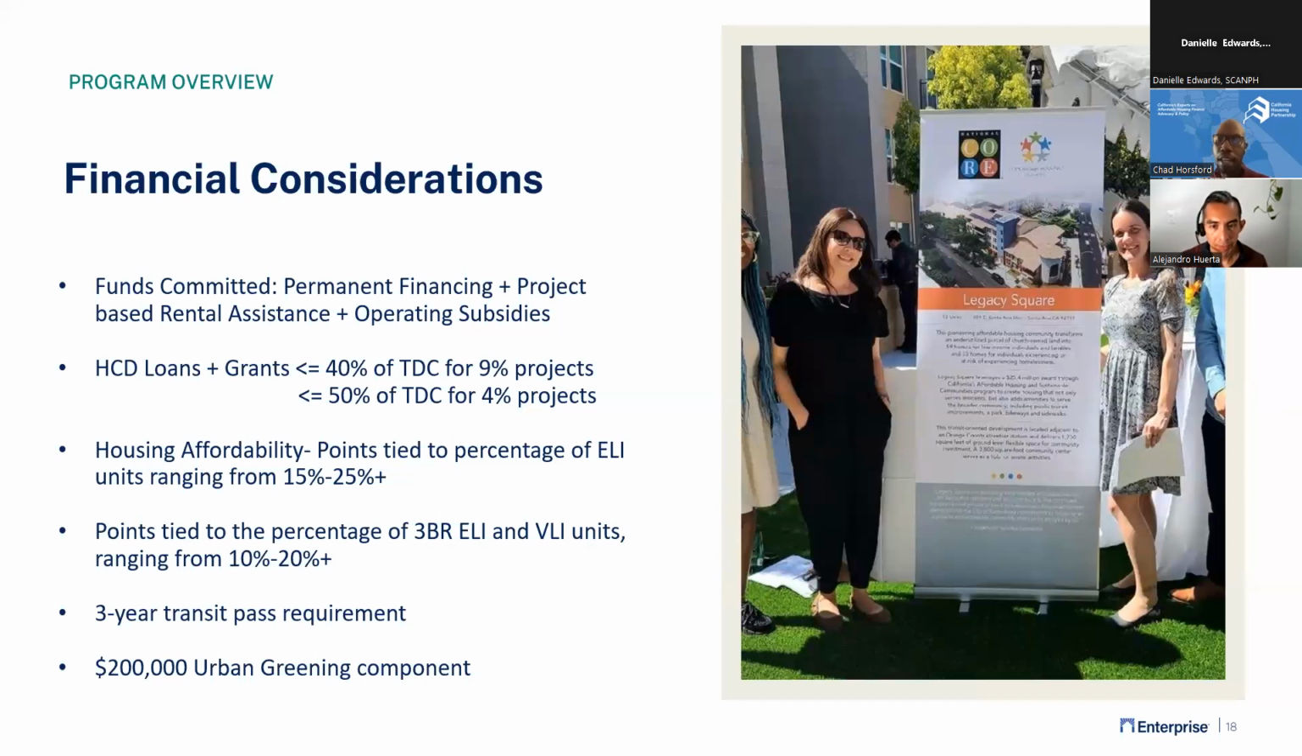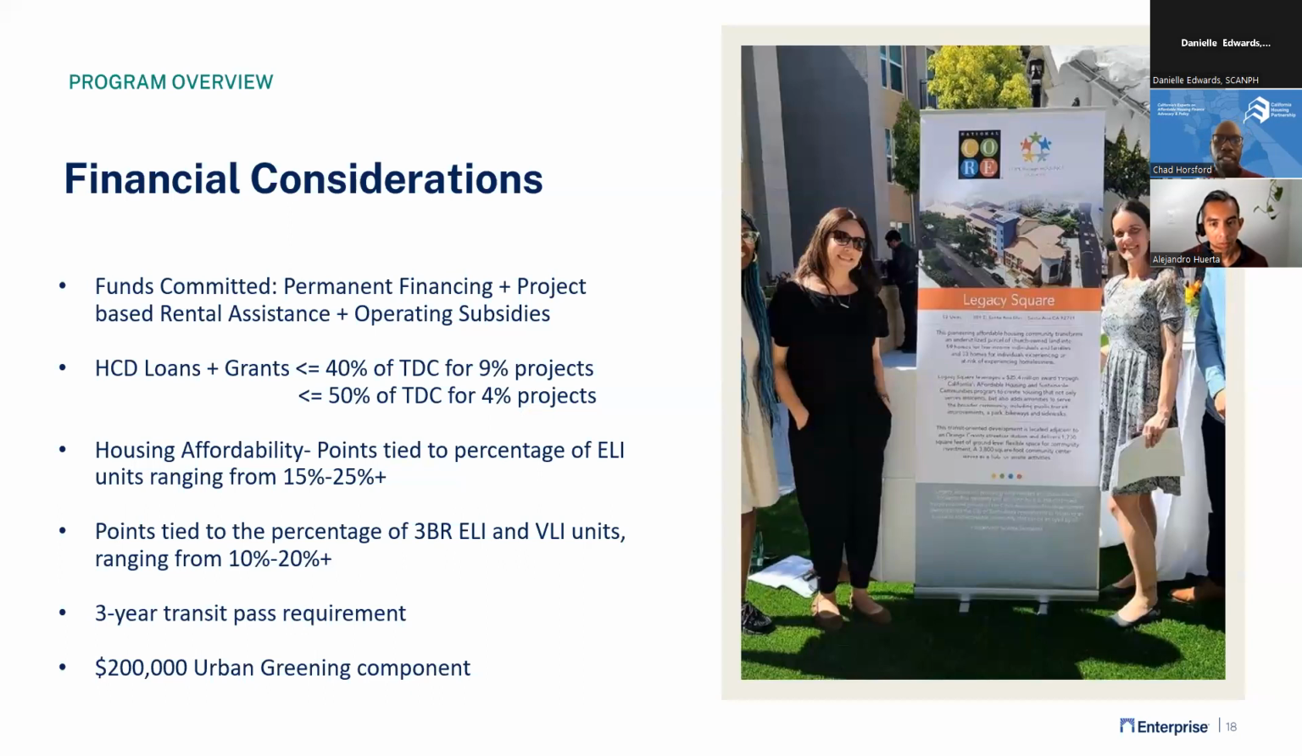A threshold requirement across HCD programs is that the combination of all your HCD loans and grants on the affordable housing portion has to be less than or equal to 40% of total development costs if you're proposing a 9% project, and less than or equal to 50% of TDC if you're proposing a 4% project. That's a threshold requirement. There's no way, broadly speaking, around that. So just something important to hold on to as you're figuring out how much you want to request from AHSC compared to how much your project costs.